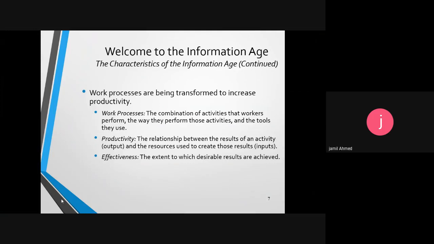So work processes are the combination of activities that workers perform, the way they perform those activities and the tools they use. And productivity is the relationship between the results of an activity, the output, and the resources used to create those outputs. Effectiveness is the extent to which desirable results were achieved.